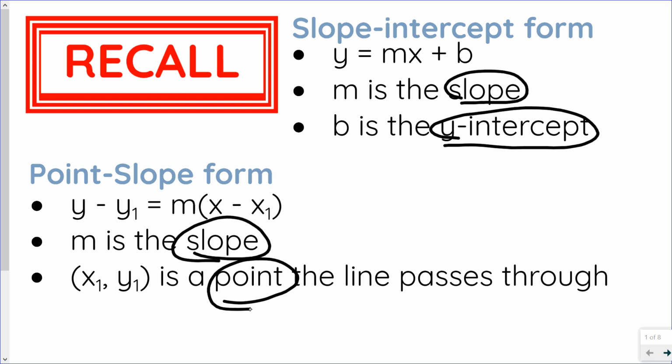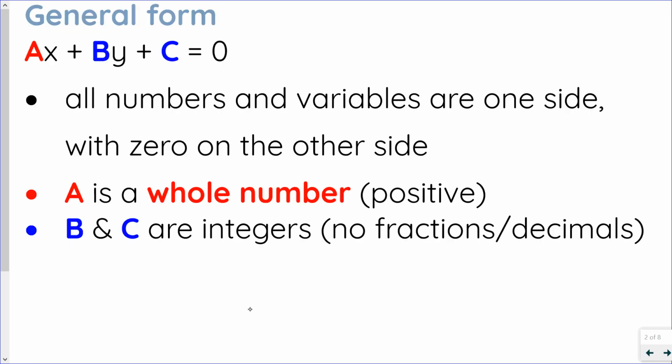Let me introduce you to a third type, which is called general form. Now this isn't as obvious with the name as to what you do, but here is what general form looks like. ax plus by plus c equals 0. So all the numbers and variables are on one side, 0 on the other. So you're setting the equation to 0.